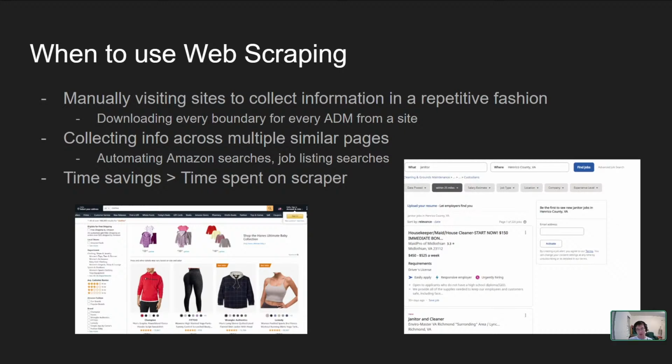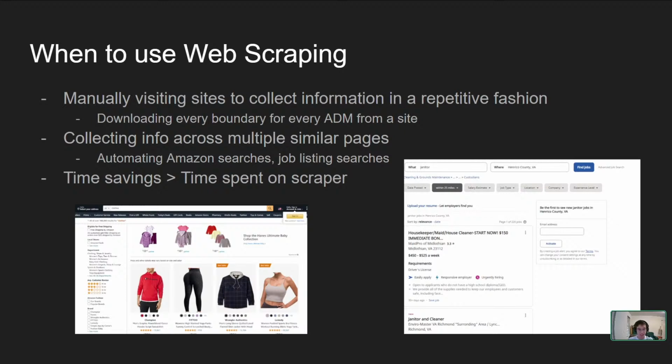Or you want to collect info across multiple similar pages, right? An easy example is Amazon searches. If I want to check the price of whatever the top listings for clothes are at any time, it's a very repetitive process. I can constantly run a cron job, or do job listing searches. If the time savings you get from building a scraper is worth it, then do it.